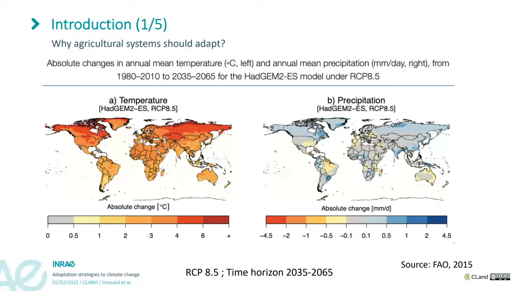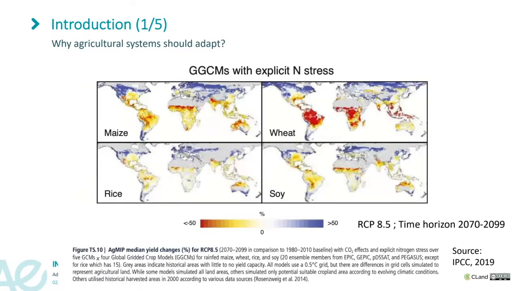Country, for instance, in South America, in Africa, and in Asia, where there would be a decrease in rainfall, in regions in which rainfall is already limiting for crops. So what does that mean for yields?